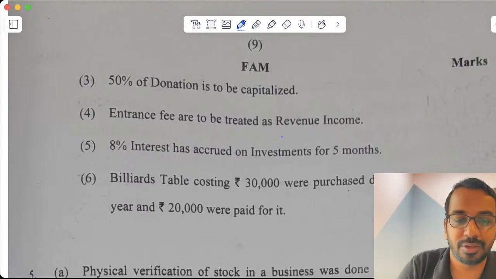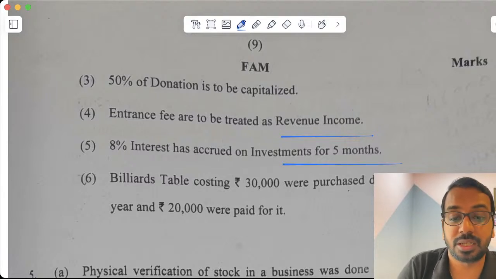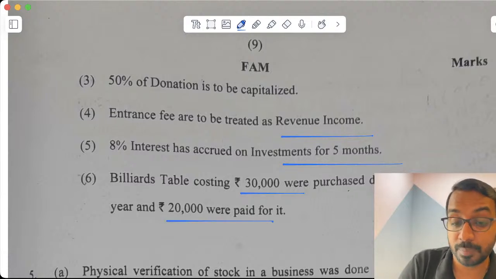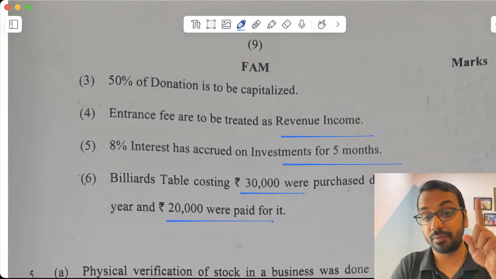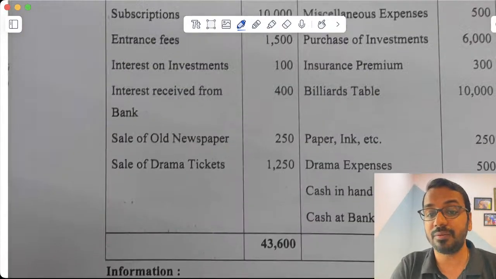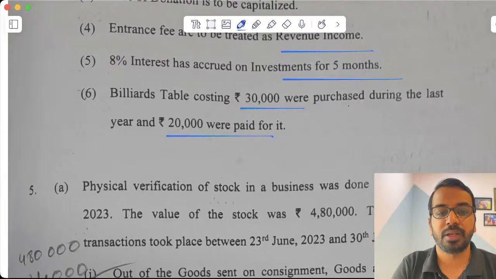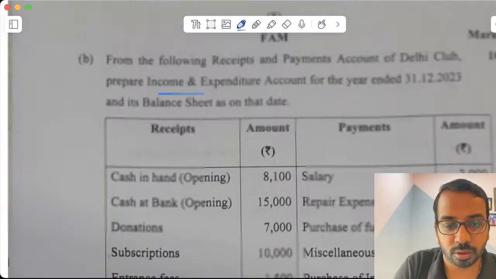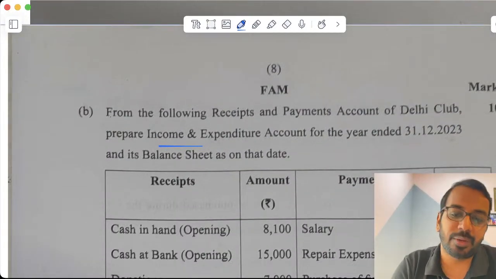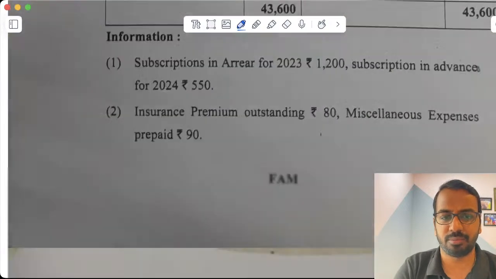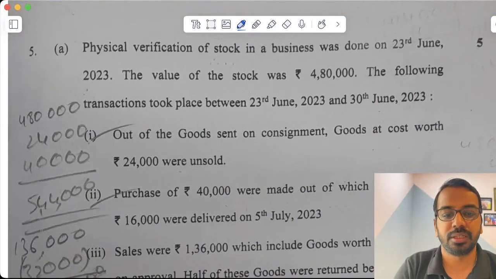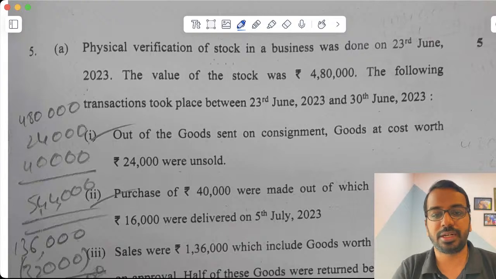Interest fee is revenue. 8% interest is accrued on investment for 5 months. Table costing 30,000 was purchased during the last year and 20,000 were paid for it. Means what? Last year we purchased 30,000, we paid 20,000, and this year we have paid 10,000. So that's a simple adjustment here. But what did they say in the question? From the following, prepare income and expenditure and balance sheet. Again, standard question itself.